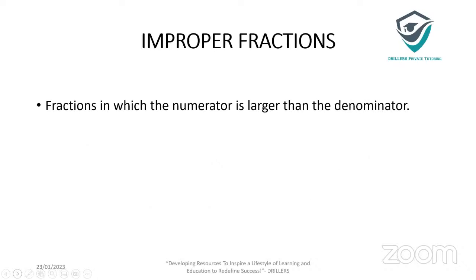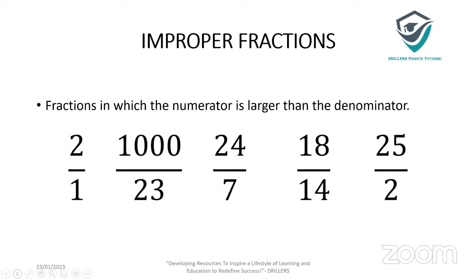Okay, so next we're going to look at improper fractions. Of course, an improper fraction is just the opposite of a proper fraction, so the numerator is larger. Let's look at some examples. If we look at all of the examples, you will see that the numbers on top are all large. The numerators here are larger than the denominators. So these are called improper fractions. It's basically just the opposite of proper.